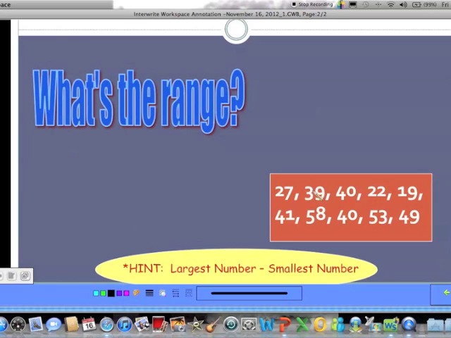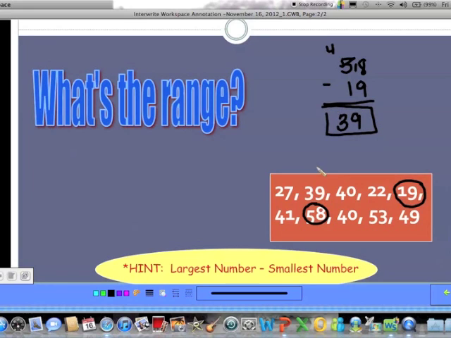So right now, 27, then I got 22. 19 is my smallest number, so I'm going to circle that. And then I'm looking for my largest, which is 58. So to find the range, I have to do 58 minus 19. So that gives me 39 for my range. So my numbers range, there's 39 numbers.